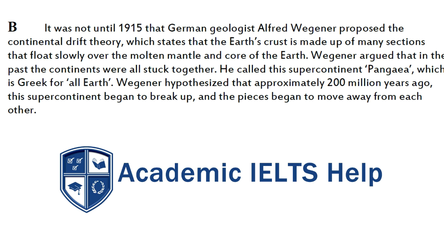Wegener argued that in the past the continents were all stuck together. He called this supercontinent Pangaea, which is Greek for all Earth. Wegener hypothesized that approximately 200 million years ago this supercontinent began to break up, and the pieces began to move away from each other.